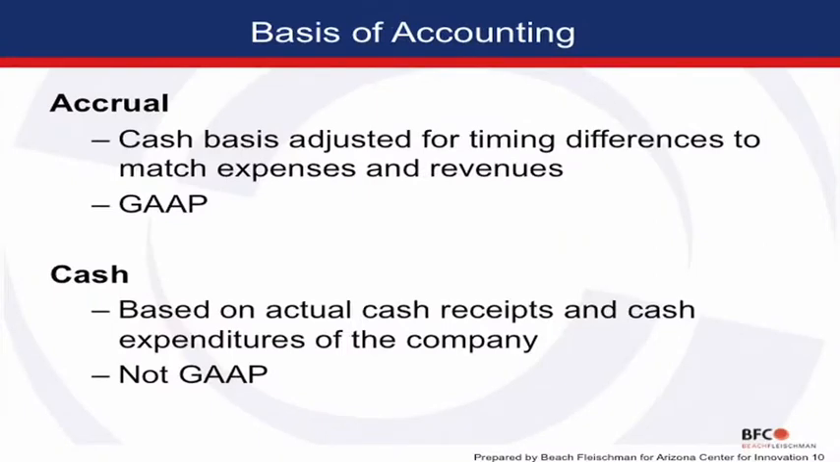Basically, there are two basic forms of accounting that we'll see in startup companies, either accrual basis or cash basis. Cash basis is adjusted for timing differences to match up expenses and revenues in the accrual. The basic way of thinking about that is revenues get recorded in the period where they are earned as opposed to the period in which the cash is actually received. In order for your financial statements to be GAAP, or generally accepted accounting principles in the United States, they have to be on the accrual basis.